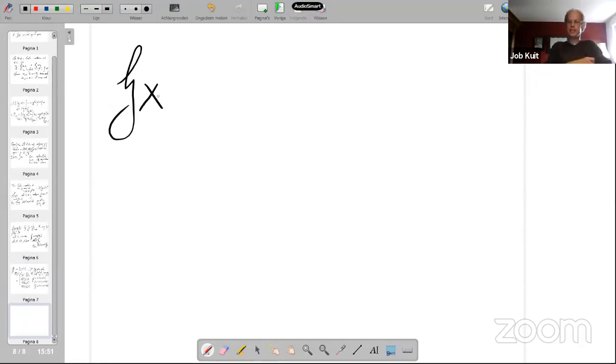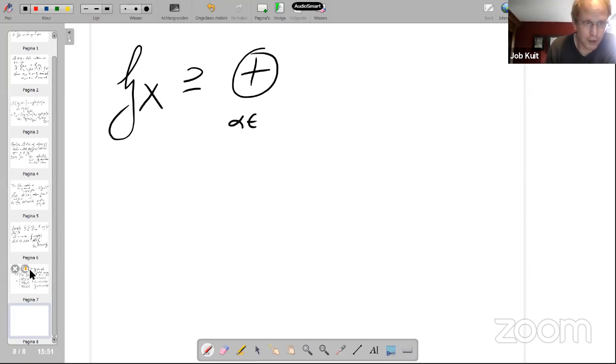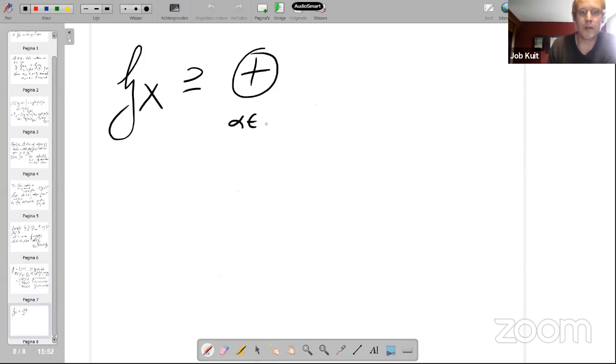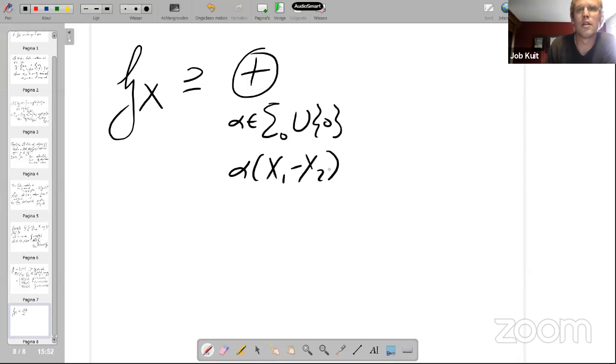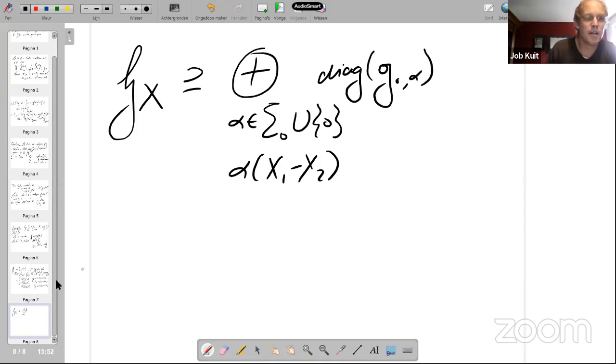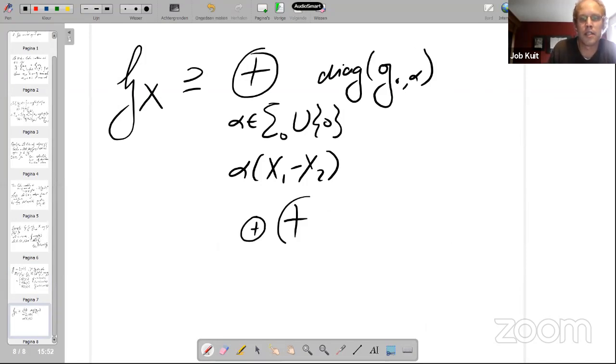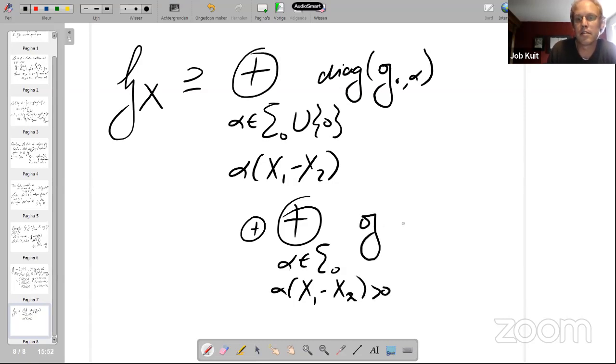So what is in this limit? First of all, maybe I'll start with the third option. If alpha of x1 is equal to alpha of x2, so I look at all the weights alpha that vanish on x1 minus x2, then I get the diagonal of the weight space in there. Then maybe we go to the first option. If alpha of x1 is larger than alpha of x2, then I get the following. This doesn't happen for the zero weight, so I only have the roots. Then alpha of x1 minus x2 is positive. Then I get the sum over the weight spaces in the first component and the zero in the second component.